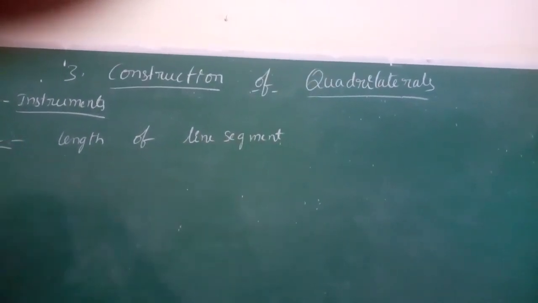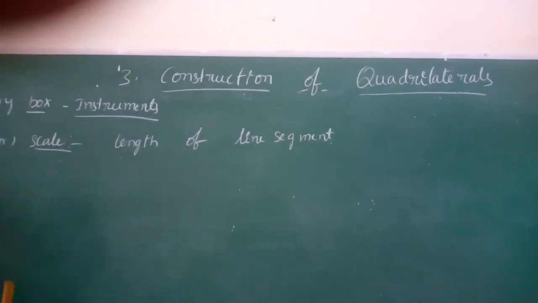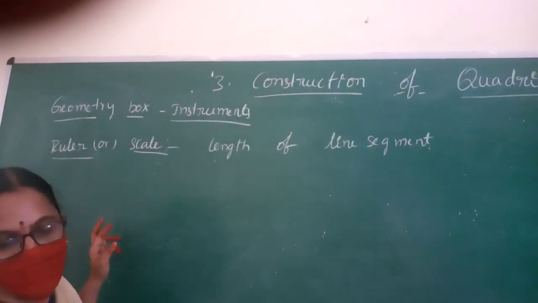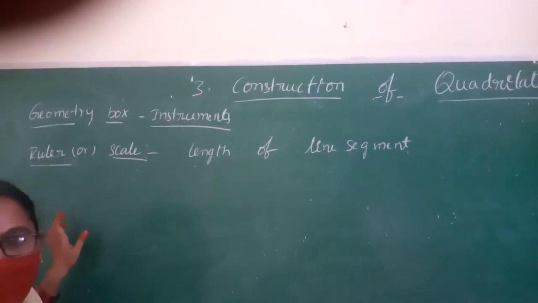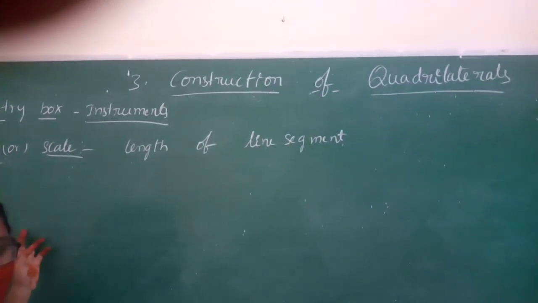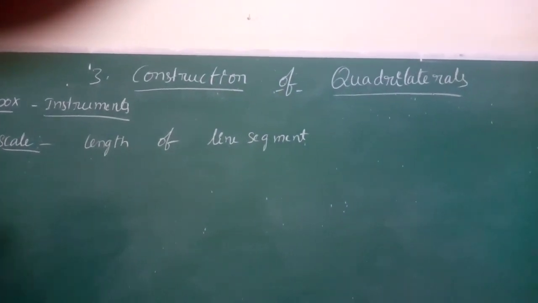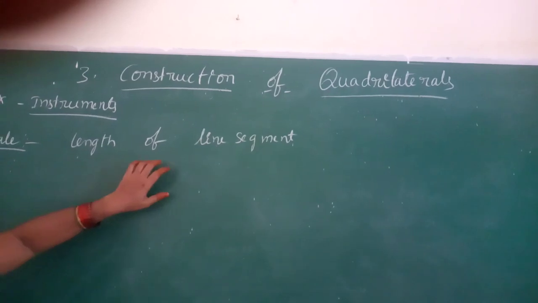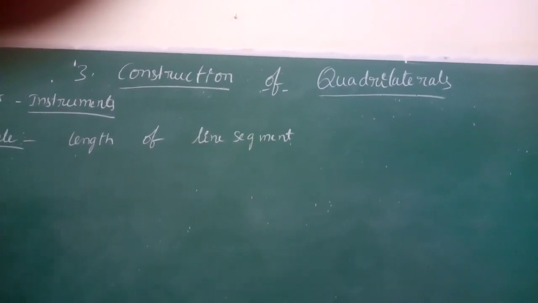I ask one general question. What is the meaning of ruler? Yes, in social studies, ruler means dictator. Yes, in mathematics, it is an instrument. It is used to find the length of a line segment.